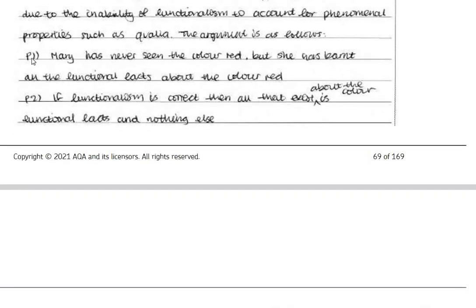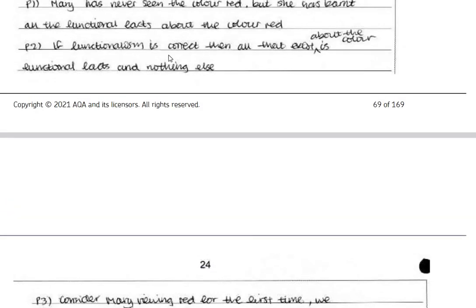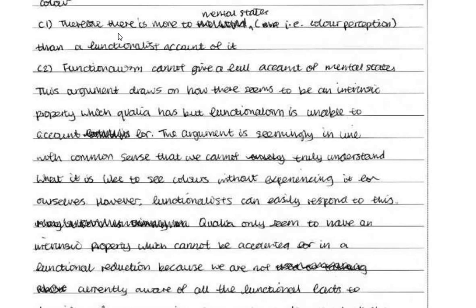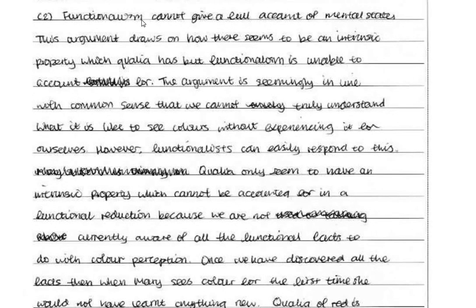The argument is as follows. Premise 1. Mary has never seen the colour red, but has learnt all the functional facts about the colour red. Premise 2. If functionalism is correct, then all that exists about colour is functional facts and nothing else. Premise 3. Consider Mary viewing red for the first time. We will be inclined to believe she learnt something new after viewing it, despite learning all the functional facts about the colour. Conclusion 1. Therefore, there is more to mental states, colour perception, than a functionalist account of it. Conclusion 2. Functionalism cannot give a full account of mental states.